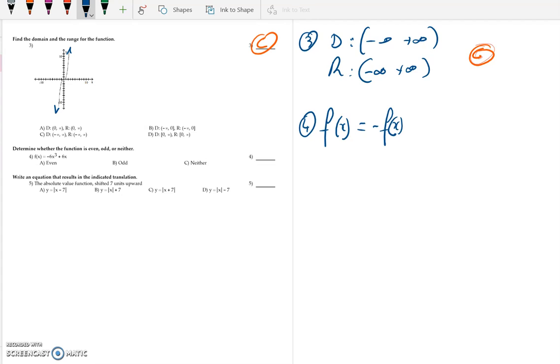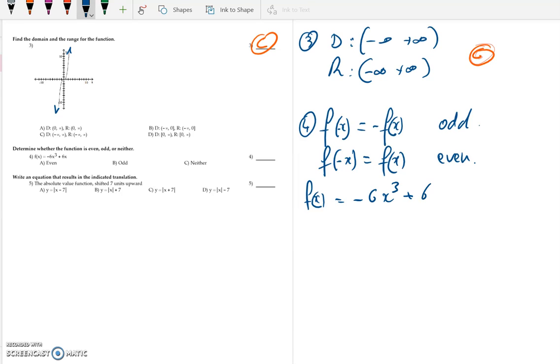So guys, I'd just like to add something because I forgot something in the expression right here. It's f of minus x that I need to calculate, and if f of minus x equals minus f of x, I'm going to say that my function is odd, and if I have f of minus x equals f of x, I will say that my function is even. In my case, I'm getting f of x equals minus 6x cubed plus 6x.